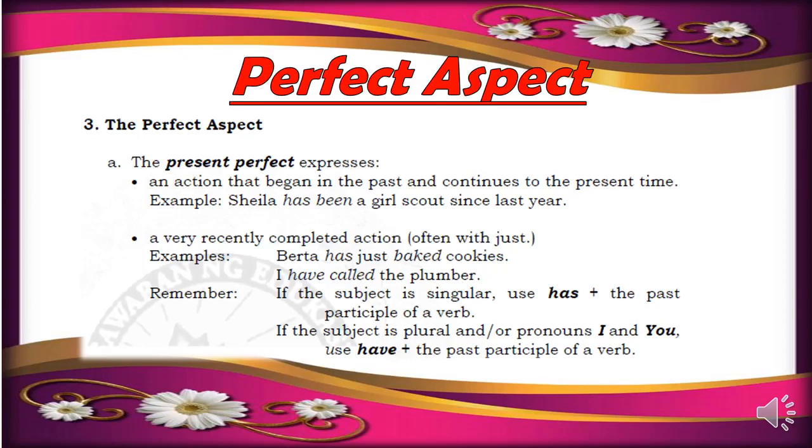Another idea for the present perfect, a very recently completed action. So open with just. Example, Berta has just baked cookies. I have called the plumber. So remember, children, if the subject is singular, use has plus the past participle of the verb. If the subject is plural and or pronouns I and you, use have plus the past participle of the verb.